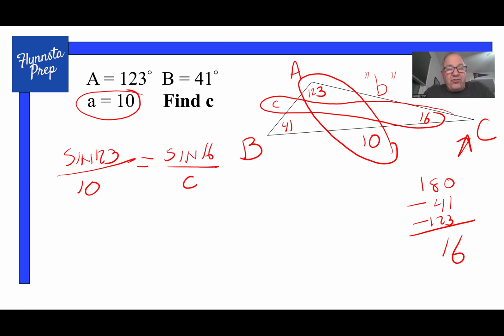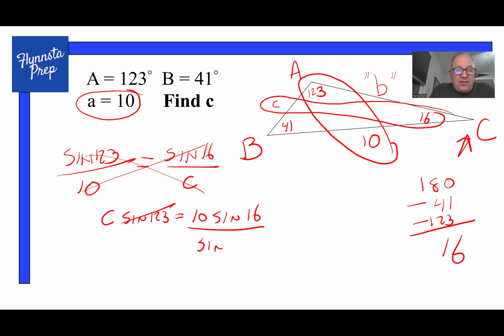Now, you need to make sure that your calculator is in degree mode. We would cross multiply those, right? And then we would divide by the sine of 123. And when we do that, we wind up with 3.287. Go to 3 decimal points, please.